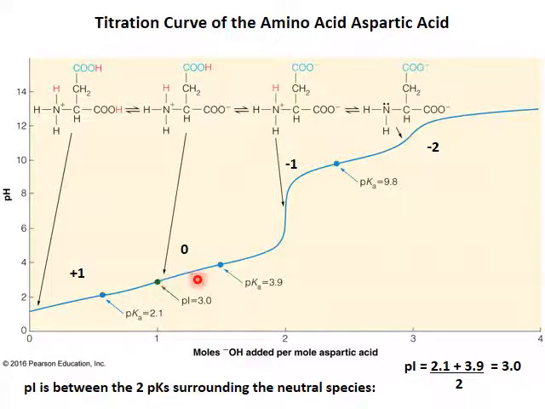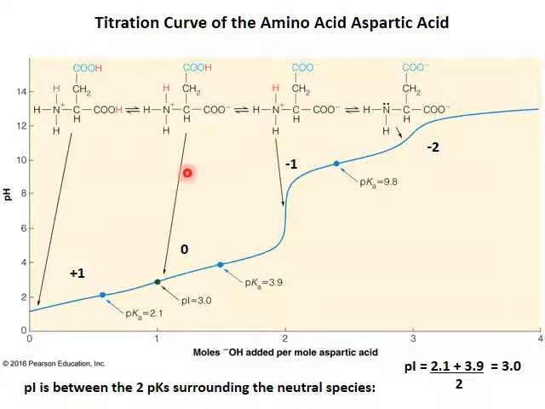You don't average all 3. If you're just guessing, you'd have to guess 2 sequential ones. So in this case, you would have either the first 2 or the last 2. But I don't want you to guess, I want you to figure it out. As long as you know where the zwitterionic species is, whether it's at the first equivalence point or the second or the third, depending on how many titratable groups you have on the molecule, the pI is going to be the average of the 2 flanking pKa's.